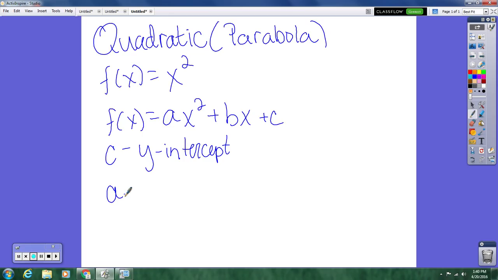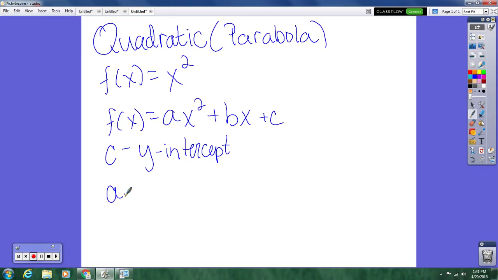Why don't we have it in our notes? Why can't we flip back to our notes and find it? You're taking notes the whole time? Why can't we find it? A tells us whether it opens up or down.